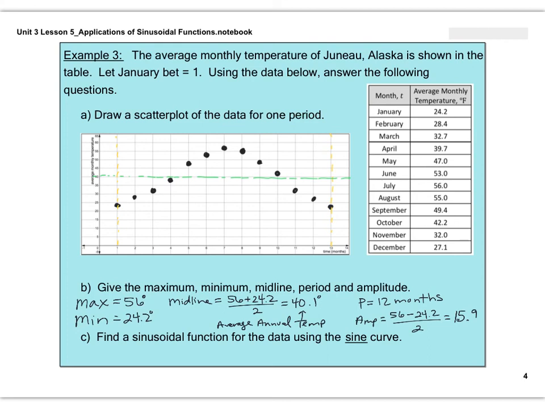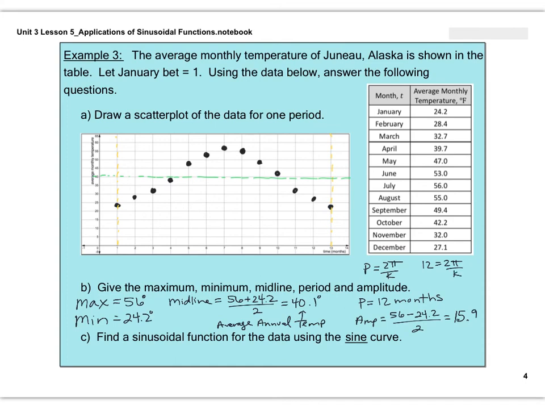And so let's see if we can find K. Does this look like a sine or cosine curve versus like tangent or something like that? I think so. I think it looks like sine or cosine. So the period is 2 pi divided by K. Well, our period is 12 months. So 12 equals 2 pi divided by K.